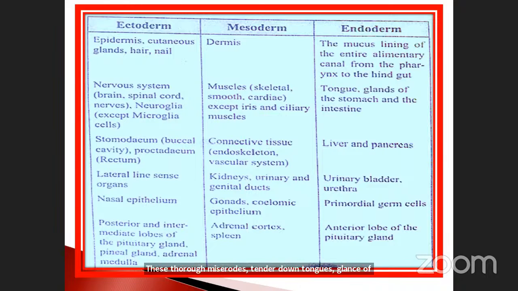Likewise, they have given. See here: stomodeum, buccal cavity, proctodeum, rectum, lateral line sense organs, nasal epithelium, posterior, anterior, and intermediate lobes of the pituitary gland, pineal gland. Okay, medulla, so that also. This is another part. And then here mesoderm: muscles, skeletal. This is also very, very important.